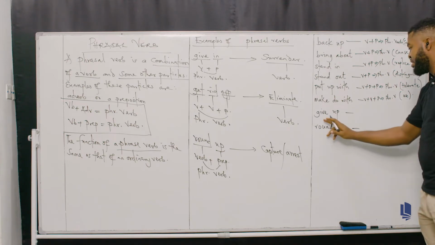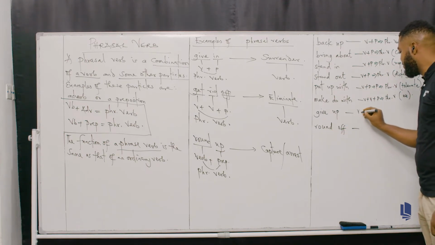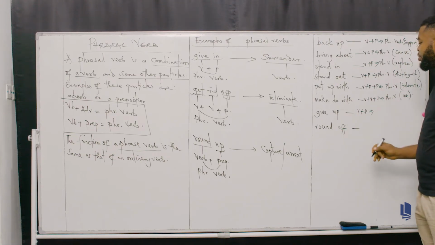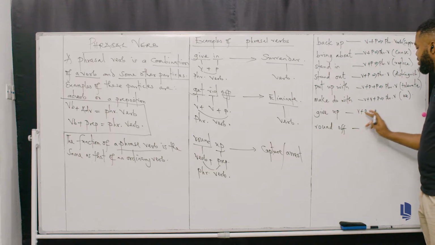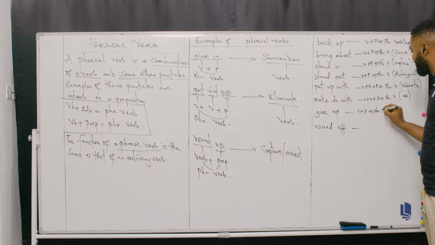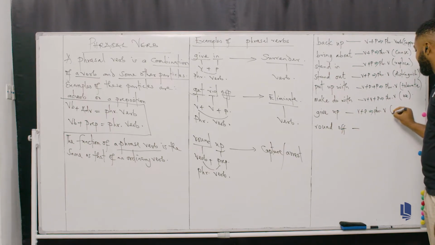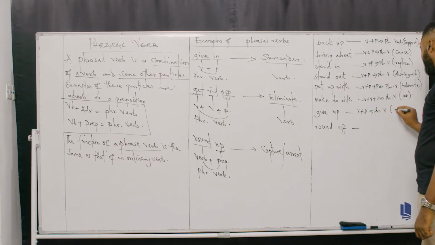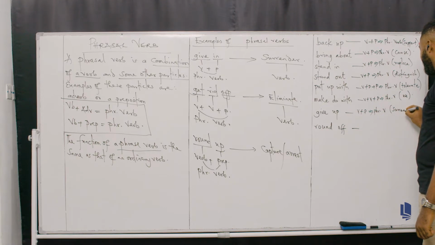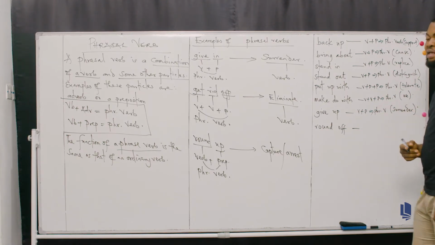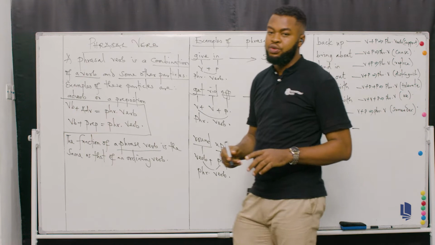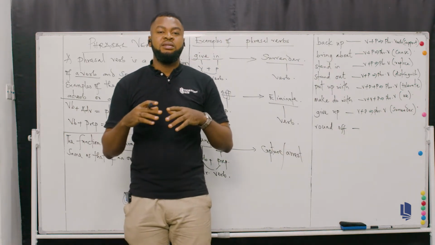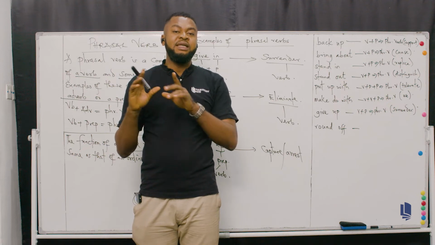Now remember, give up. Give is a verb, plus up, which is a preposition. When you combine a verb plus a preposition, you derive a phrasal verb. The meaning of this phrasal verb, to give up, would also mean to surrender. So it is very possible for you to have two phrasal verbs that mean exactly the same.